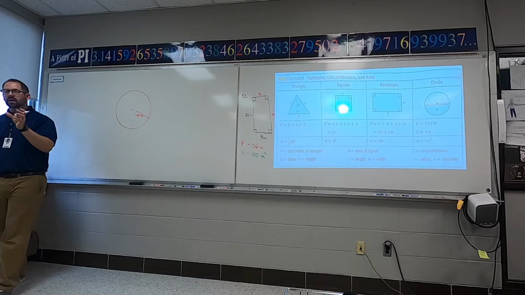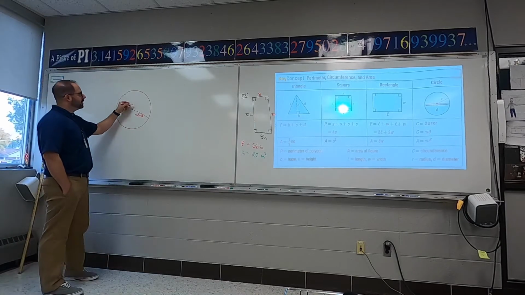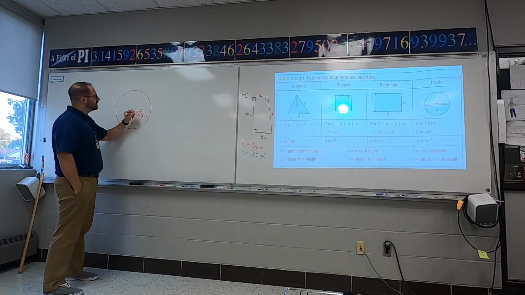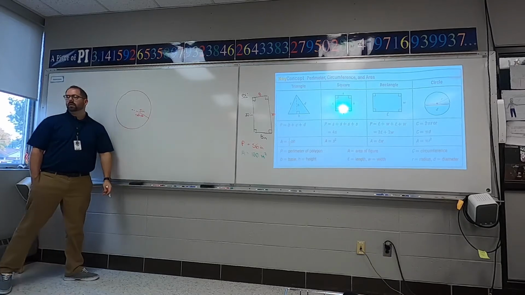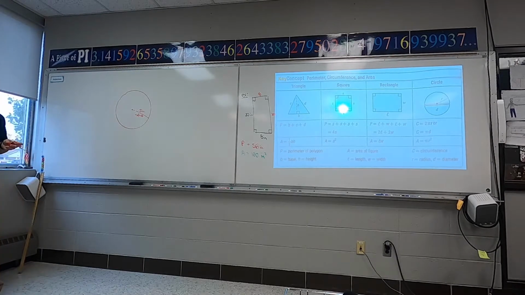It's the diameter cut in half, right? So if you have the diameter and they told you what it is and you cut it in half, boom, there it is. So if they told you the whole diameter here is 10, this radius would be 5, and let's say that's 5 meters. Okay, so that's your radius.